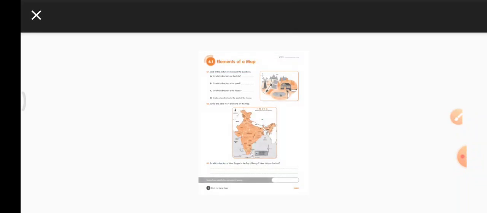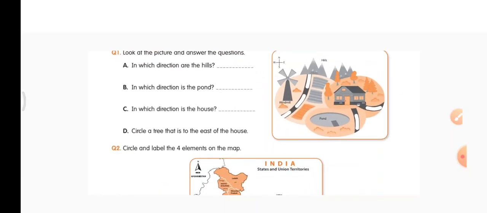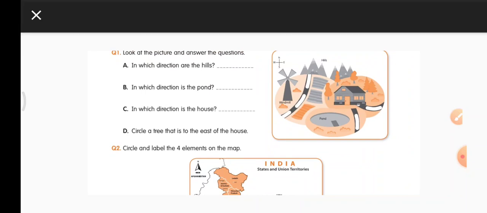Now, let us open our worksheet. All of you open your workbook 6.1. Everyone open 6.1. Put today's date. There is one picture given here. You can see the hills, a windmill, a house, a pond, some trees. Now, let us answer the questions related to the picture.